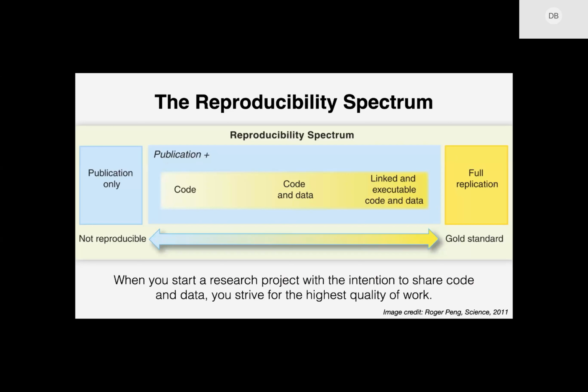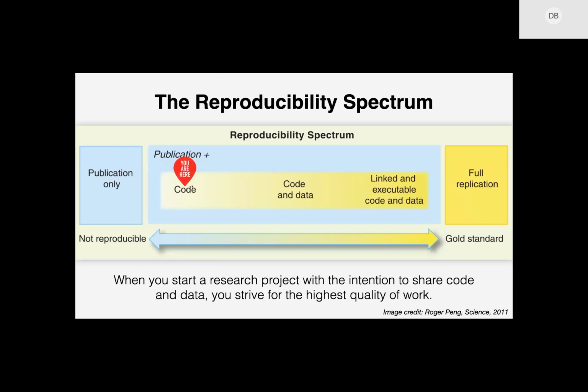So I'll show you an example of how we've tried to move from the left to the right in this reproducibility spectrum, starting with this idea of jumping from publication only to putting together publication and code. And I'll give you examples along the way of what we're doing. And by no means are we experts in this, but I think we're getting better. And it takes practice, actually, to get really good at this sort of thing.